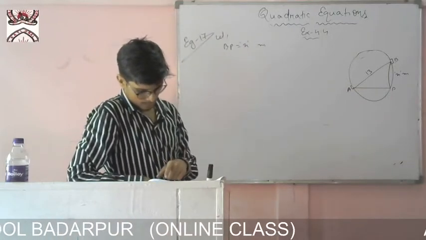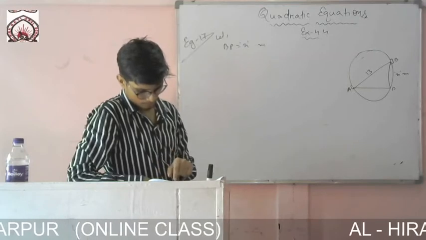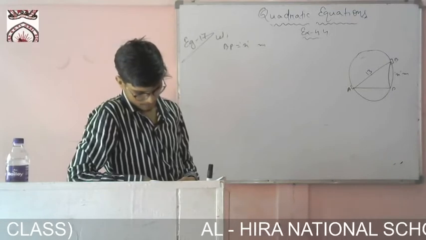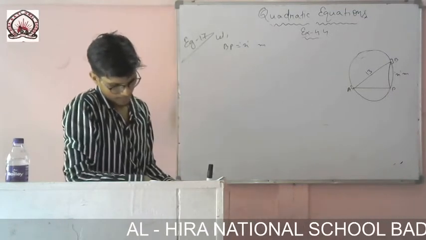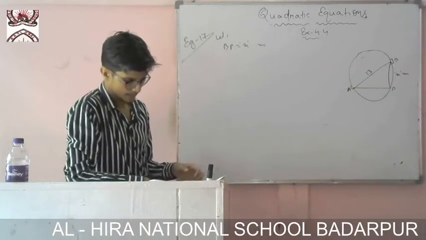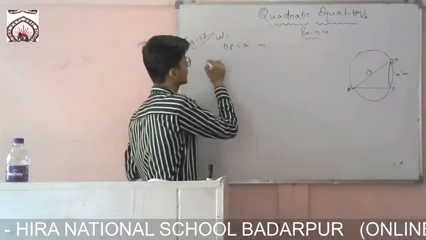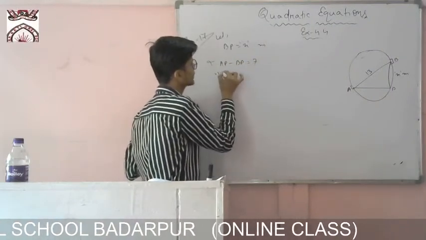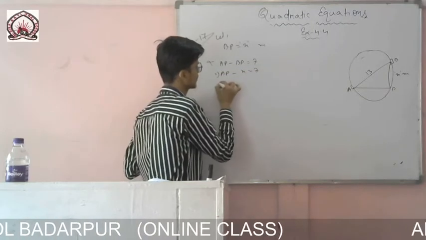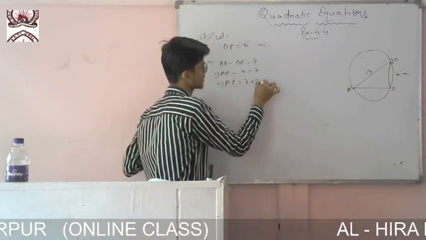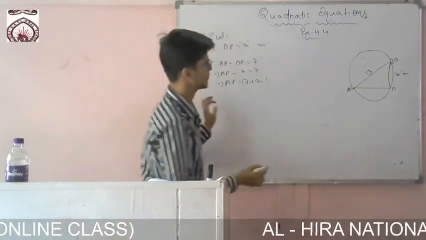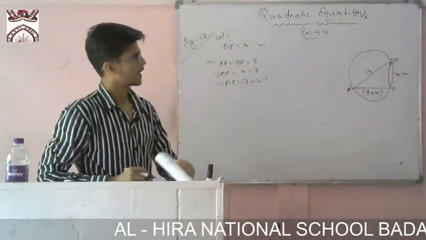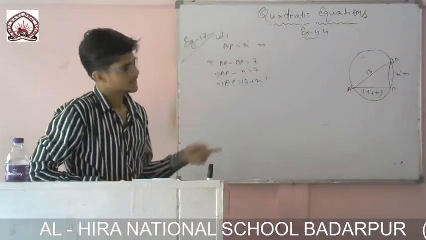Now the difference of the distances of the pole is given in the question. How much is the difference? It is 7. That is AP minus BP is 7. So AP minus BP is given as 7, BP is x, so AP minus x equals 7. So AP will be equal to 7 plus x. So another one we have got, AP is 7 plus x. Now we have the length, breadth and height. AB is the diameter, it is given.